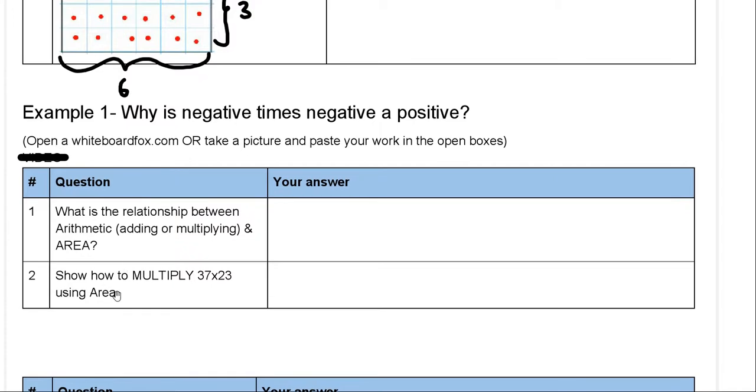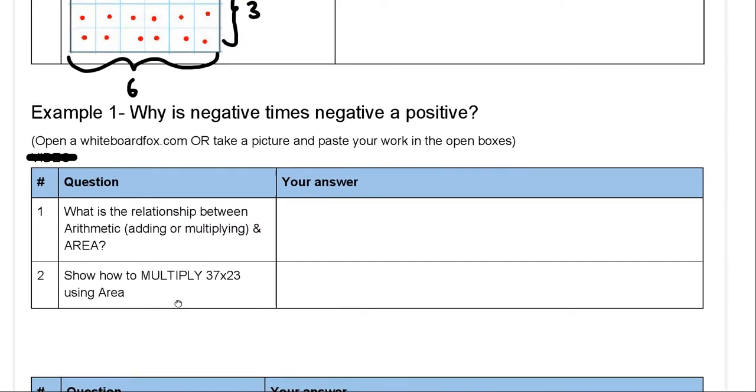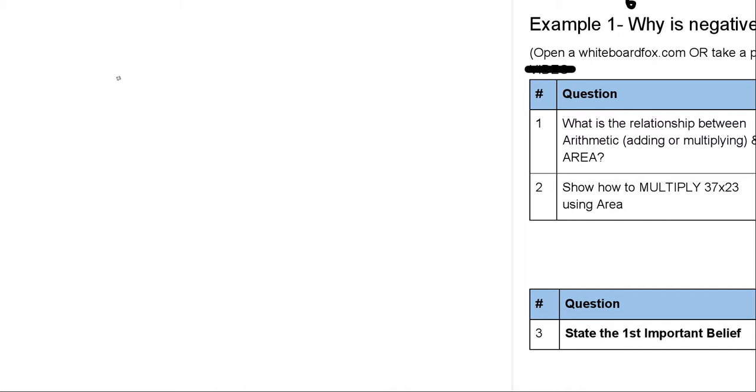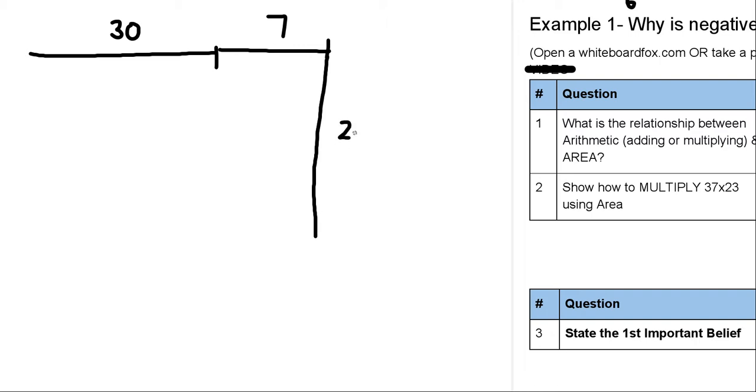Now, this one says, show how to multiply 37 times 23 using area. I'm just going to move over this way. So there it is. And we're going to use 37 times 23. Well, we could consider it like this. There's 30 squares, and then 7 more. We could also have 20 units this way, and then 3 more.